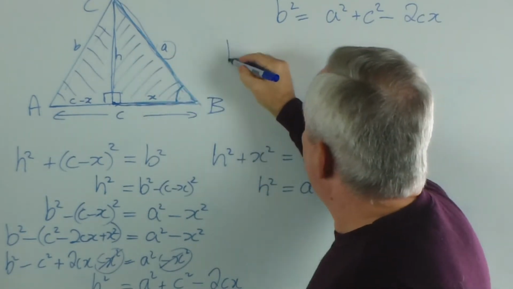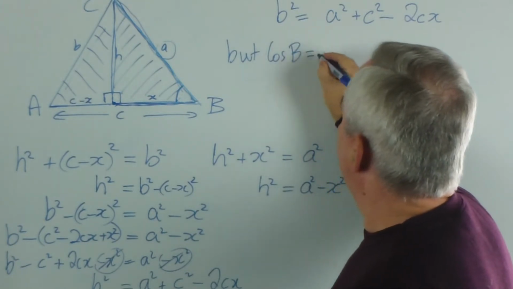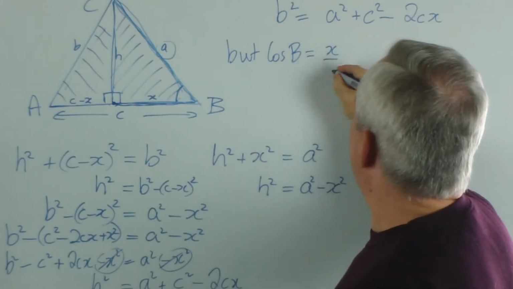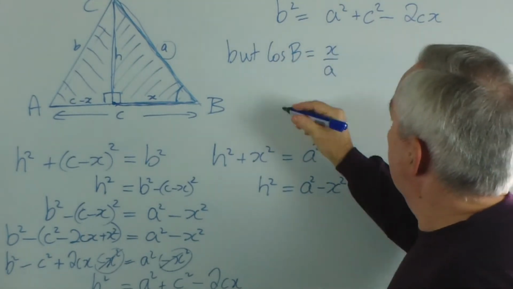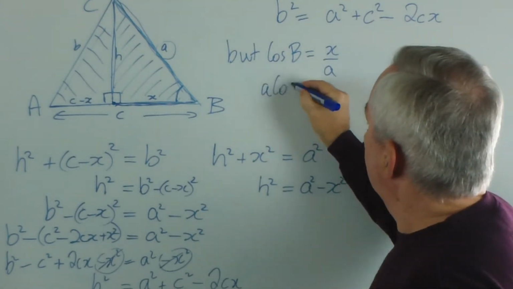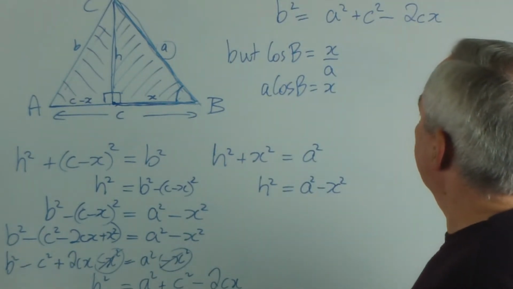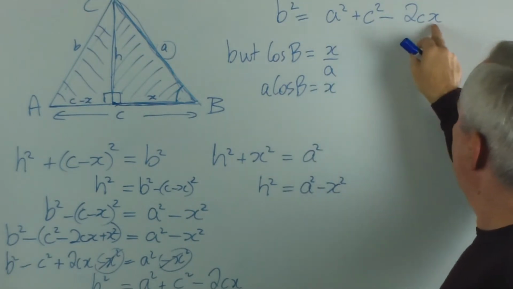So we can say that cosine of B is adjacent over hypotenuse, x over A, which means when I multiply both sides by A, that A cos B equals x. And that's what I substitute in here.